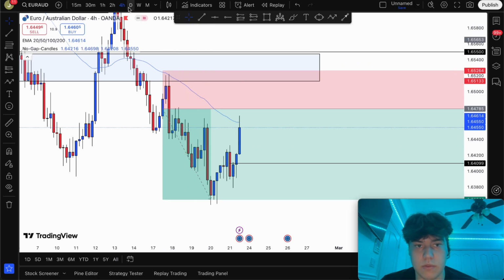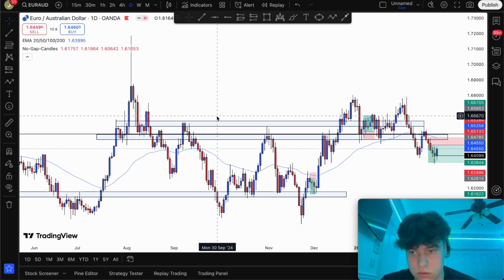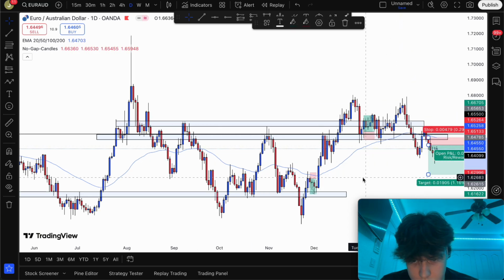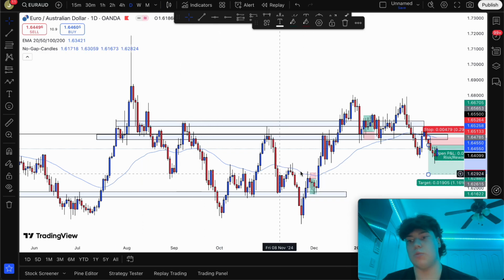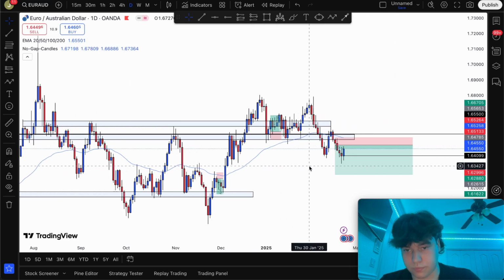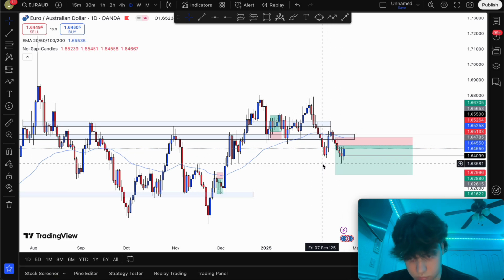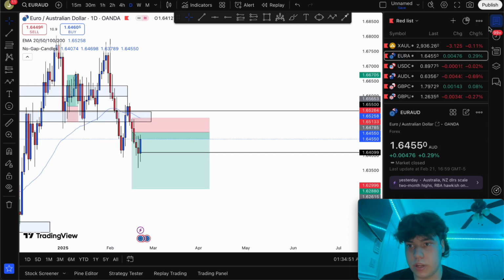So I was anticipating for price next week to come down to this low over here. This support, this resistance, resistance, resistance, support, support, resistance, support. It still has very much potential to do so, but the 4-hour needs to be bearish. So yeah, that's the trade I took this week.